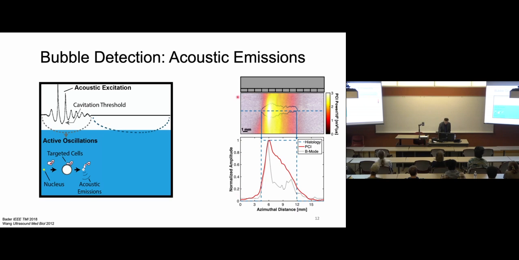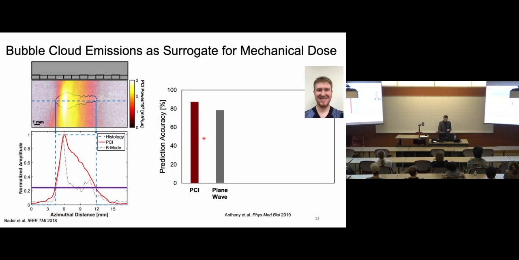Down below is a look at these emissions through a central slice of the lesion. Values of 1 indicate that the phantom has been ablated, while values of 0 indicate that it's intact. The red line here is the amplitude of the passive cavitation image along that dashed blue line. What's interesting is that there seems to be a very well-defined threshold for the amount of acoustic energy associated with ablation. So we may be able to use this as a gauge to say whether or not the treatment has been successful.